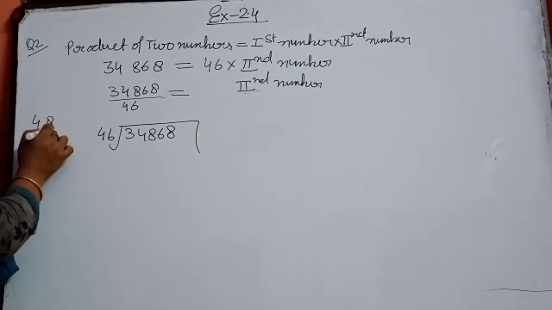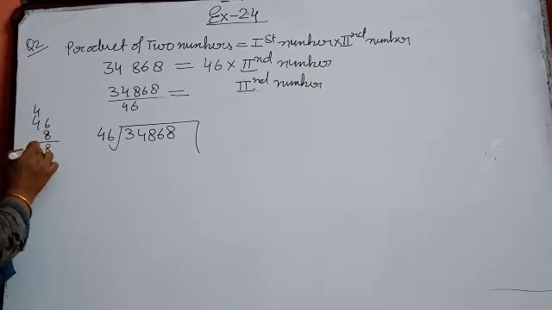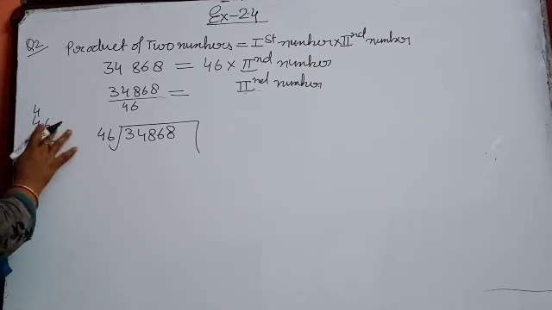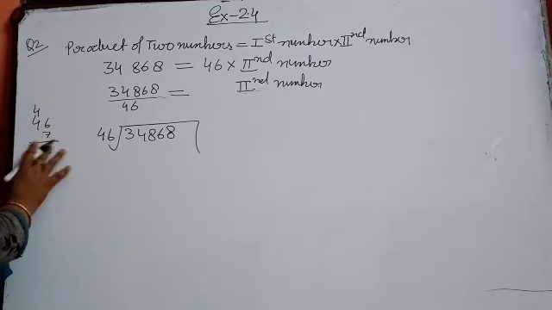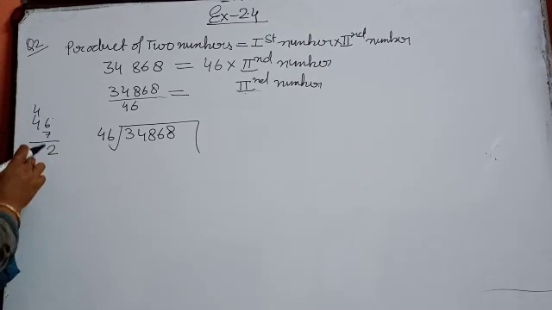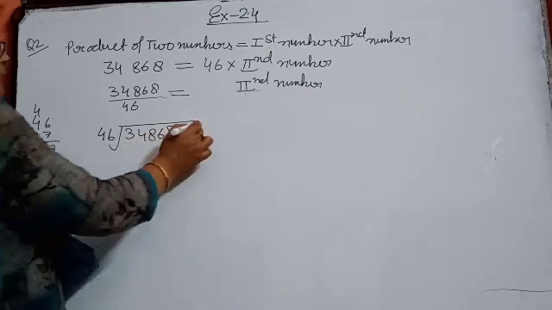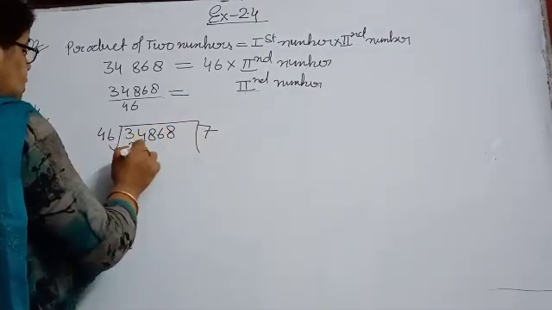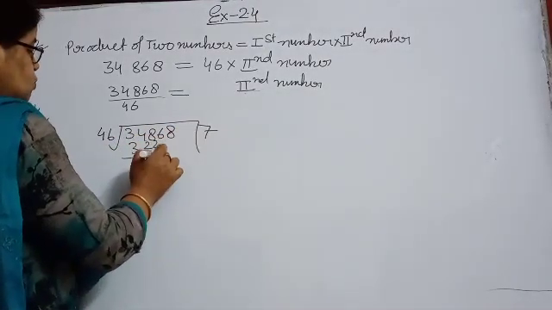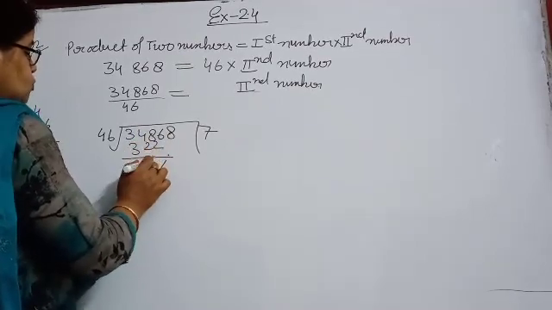46 8 ja 46 8 ja, it is becoming greater, so I am trying 7 ja. Okay, 7 6 ja 42, 4 carry, 7 4 ja 28, 28 plus 4 is 32. How many times will it go? 7 times, 322. 348 minus 322, 26 as remainder.